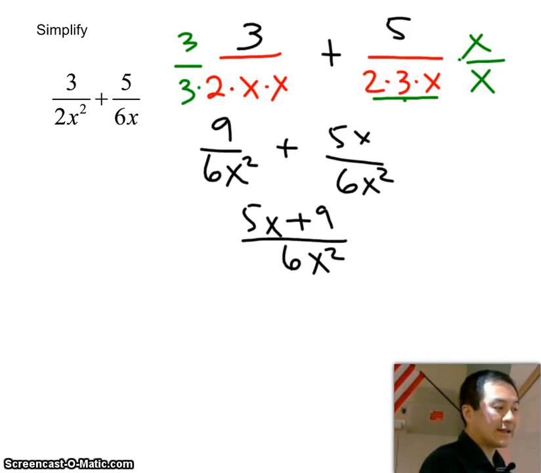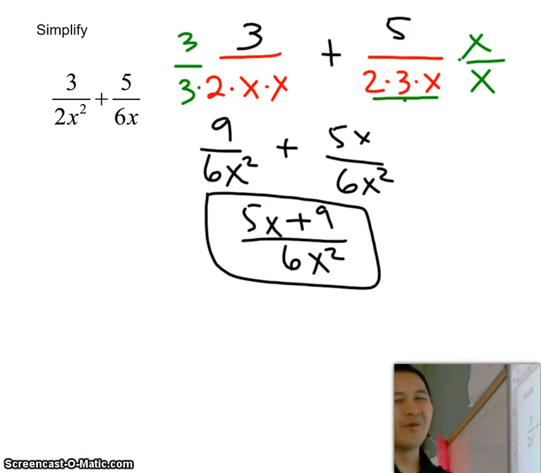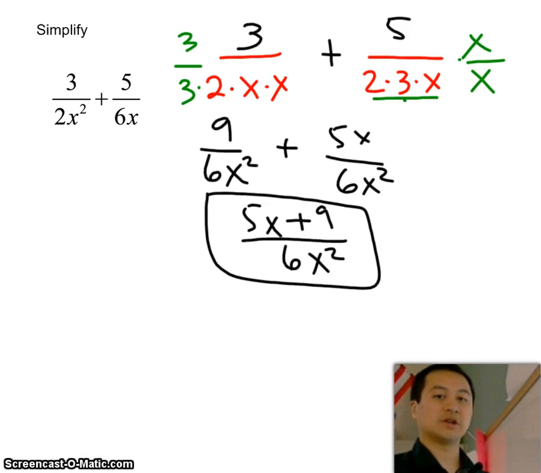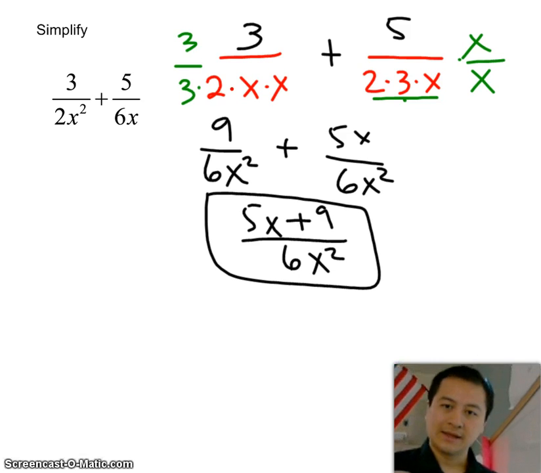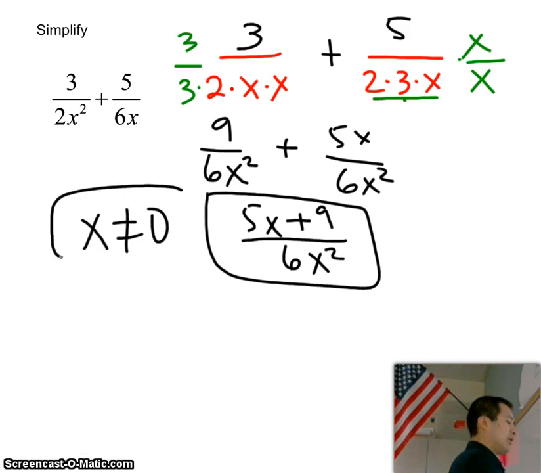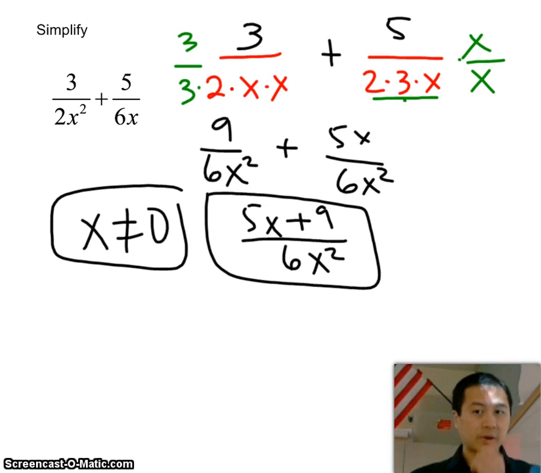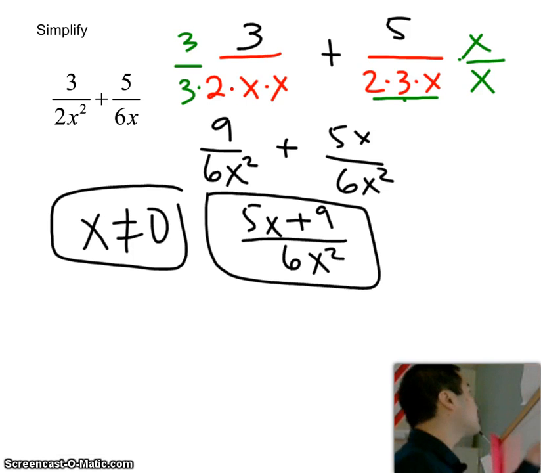Can I cancel the x and the x squared? No, remember, multiply cancels with division. There you go, done. Is that it? No, hopefully you said no. You have to write restrictions. What can't the variable be? The variable cannot be 0. Ta-da! How do you feel? Good? Alright, excellent. Moving on.